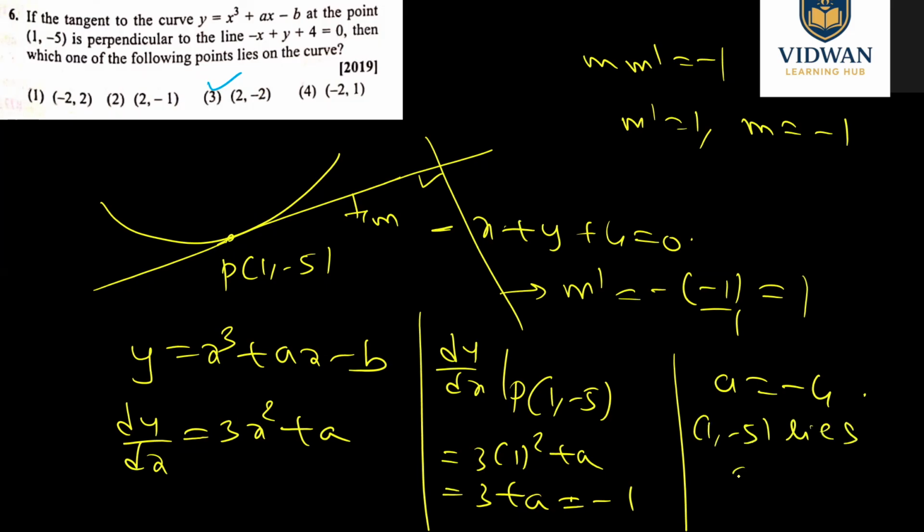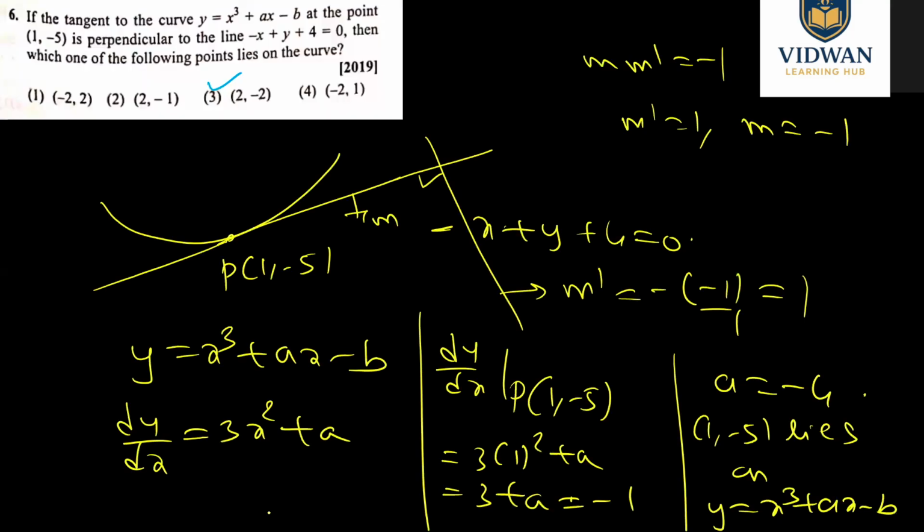So 1 comma minus 5 lies on the curve y equal to x cube plus ax minus b. You can put these coordinates to find one more equation. So we'll have -5 equal to, what is the equation? X cube plus ax plus b. So for x, you are going to substitute 1. So 1 cube plus a into 1 plus b.